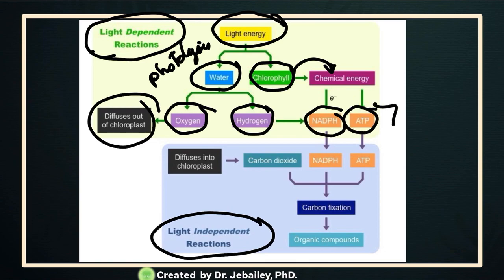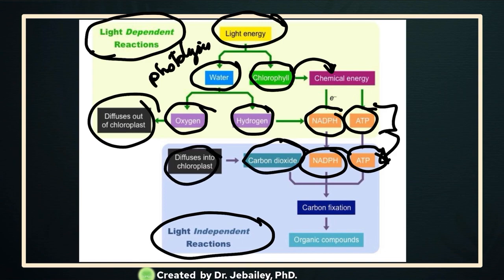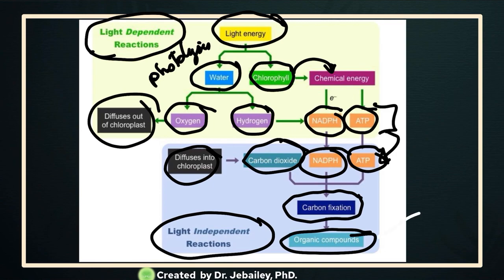Now, these two products right here, they move to the second process, which is the light independent. So with ATP and NADPH and carbon dioxide, which is coming from here, where? From the outside into the plant, it causes a carbon fixation. Carbon fixation means the addition of carbon, which means you're putting a bunch of carbons together. That's what it means, carbon fixation, adding carbons together. And what do you get? Organic compound. In this case, who is the organic compound? That is glucose.